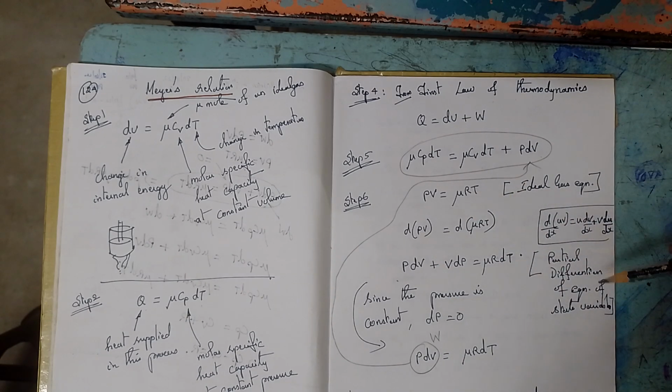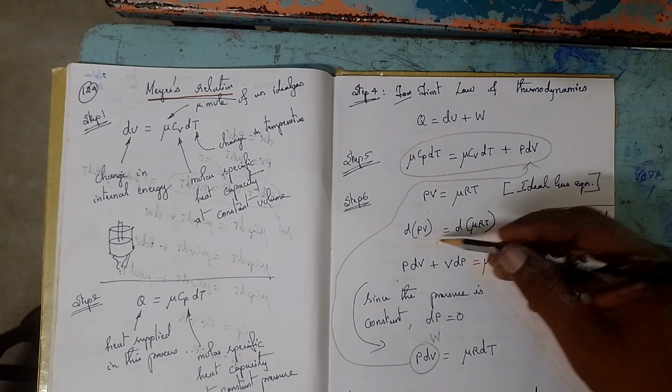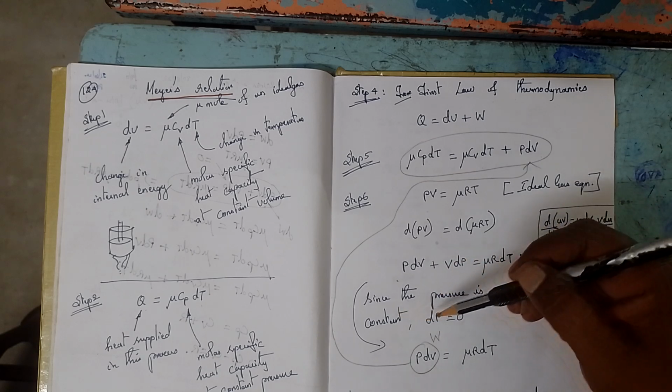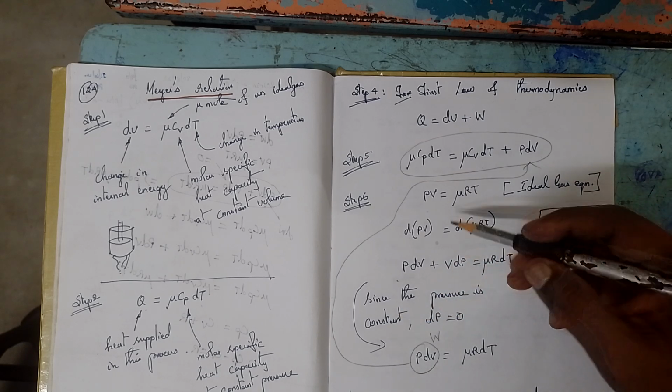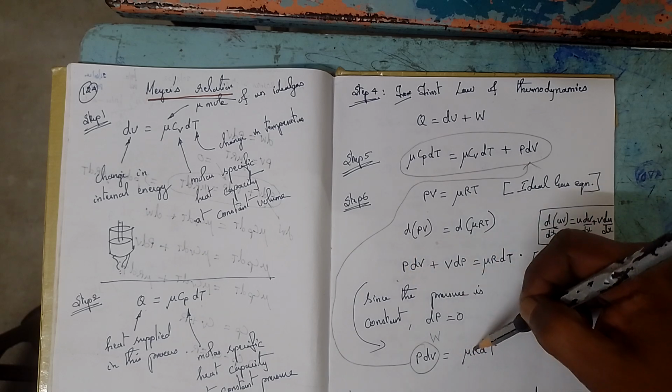Whereas in this case we are applying partial differentiation of the equation of state variables. So some variables may be kept constant and all the other variables we differentiate. That's how we have done it here. Here the pressure is constant, dP is equal to 0, so this term is 0. So we will have P dV = μR dT.